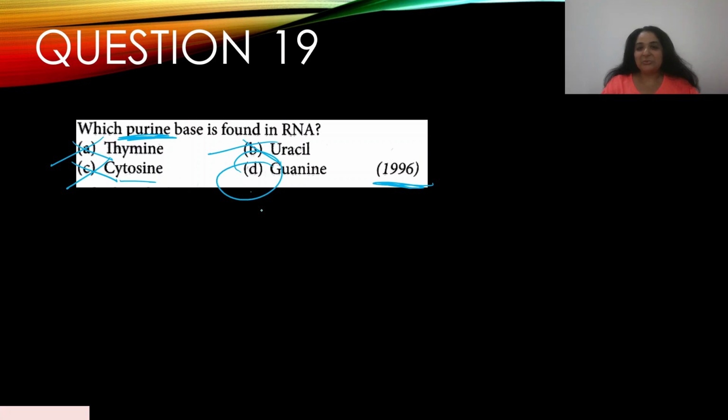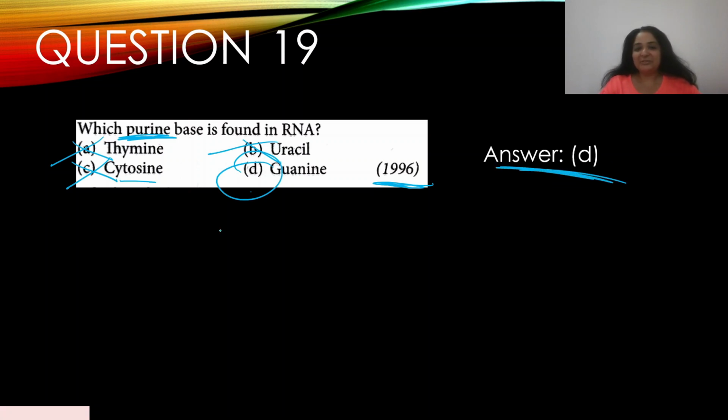Okay, this is a good twist. It is very easy to look at RNA and then identify B as the one that appears in RNA. No, they're talking about which purine base. So clearly guanine appears in RNA and DNA as well. But if you just look at the question alone, which purine base is found in RNA? Of course, guanine. Adenine is not there in the options. So A, B, and C are incorrect. The answer here is D.